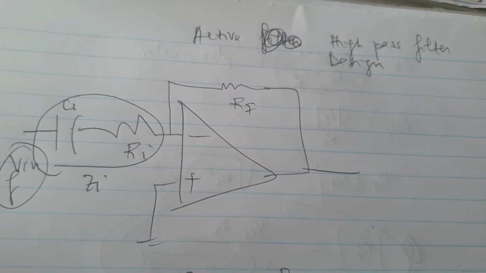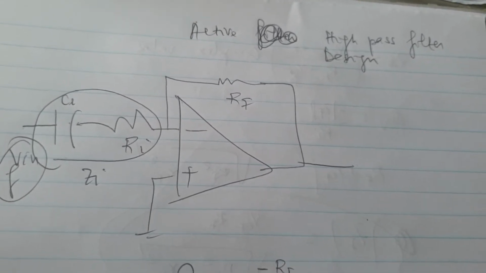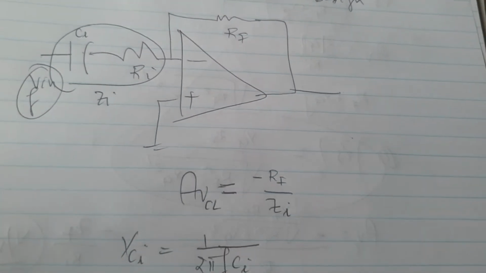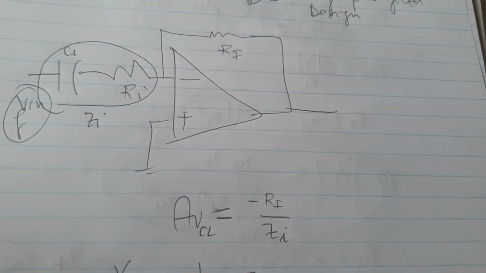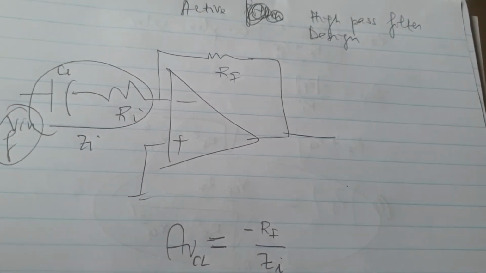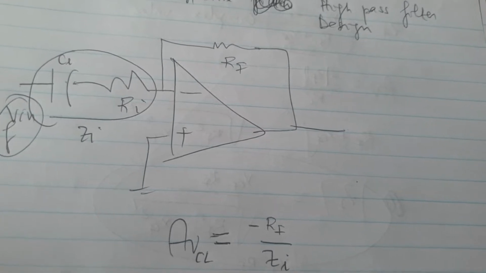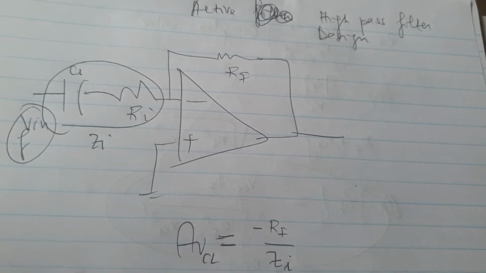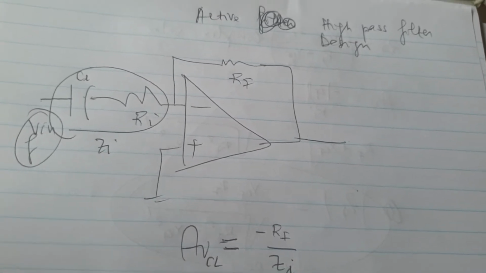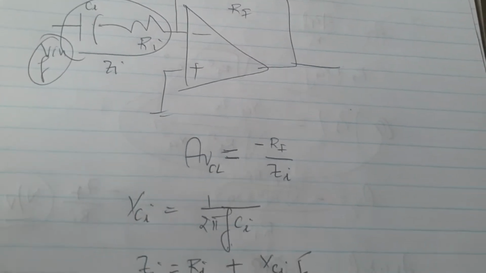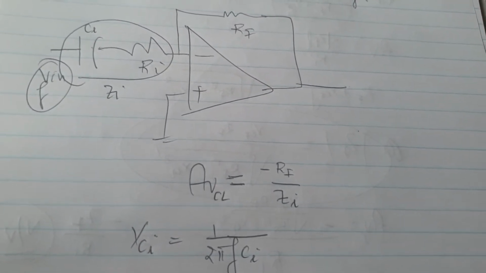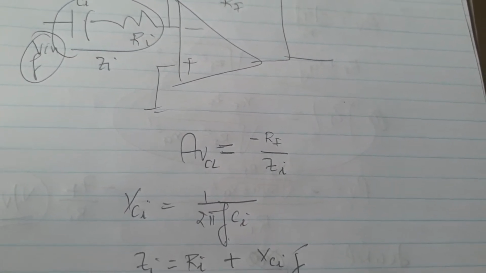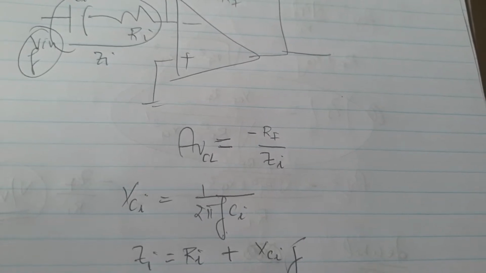So the gain is still minus RF over Ri, but now it won't be Ri in this case, because there's a capacitor that adds an impedance, so it's going to be minus RF over Zi. At the same time, how do we calculate Zi? Zi is made up of a capacitor in series with a resistor. As you learned in electrical engineering 2, the capacitor will create some reactance XCi, which is 1 over 2 pi f Ci, with f being the frequency of Vin. And then you get Zi, because they're in series, to be Ri plus jXCi as a complex number.